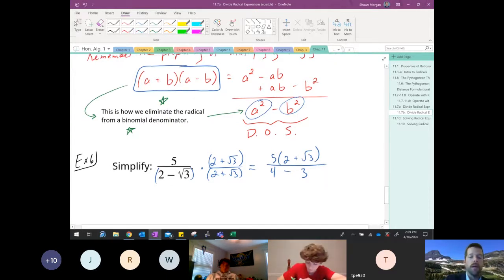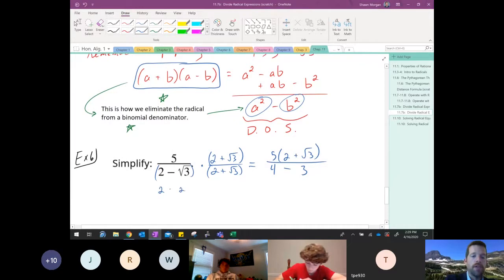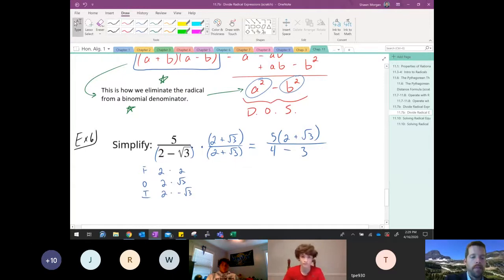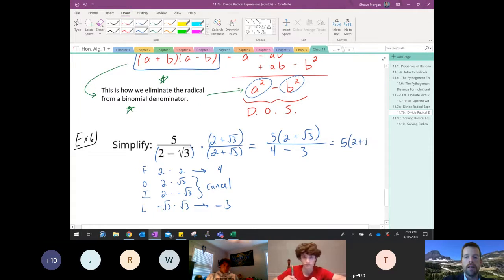That's a FOIL problem, where you said, okay, 2 times 2, that's F. 2 times radical 3, that's O. 2 times negative radical 3, that's I. And then negative radical 3 times radical 3, that's the L. This one's going to generate a 4. These two are going to cancel each other out because they're conjugates. And then this one is going to generate a negative 3. So we'd simplify this down to just 5 times the sum of 2 and square root of 3, because 4 minus 3 is 1, and that's cake at that point.